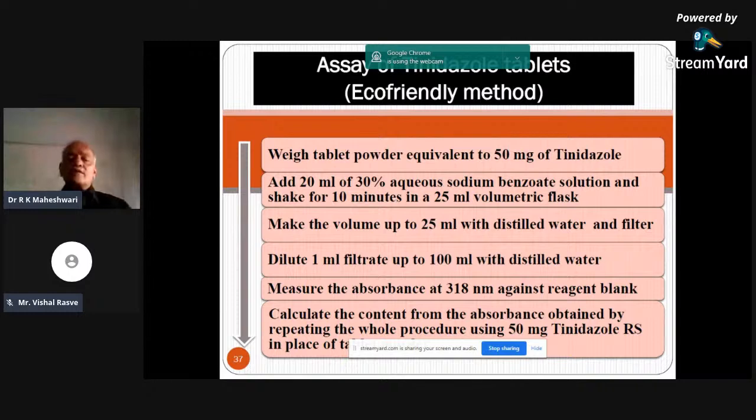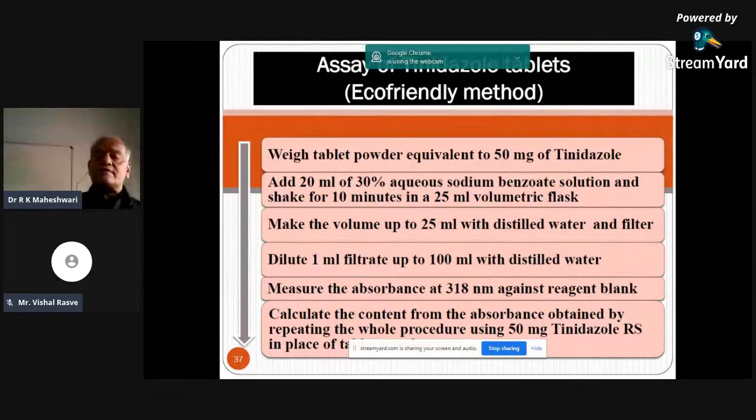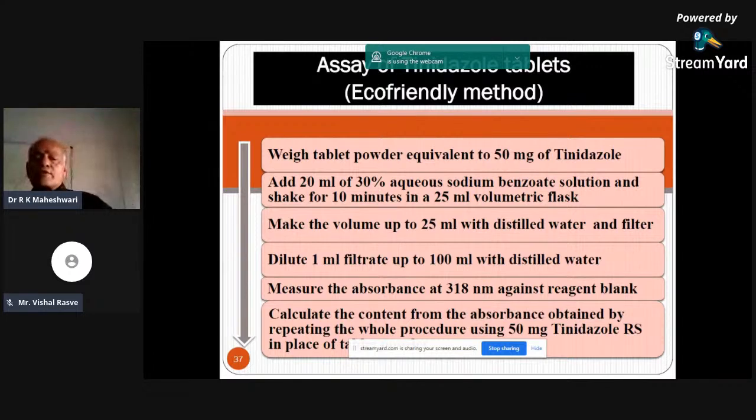Measure the absorbance of this solution at 318 nm against the reagent blank. 318 nm here in the aqueous system. In methanol, it was 310. But if you change the solvent, the peak changes. This is known to many students and all of us, of course. So at 318 nm we get the peak of tinidazole.